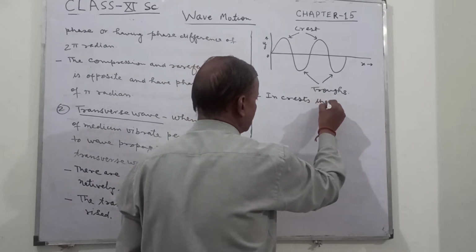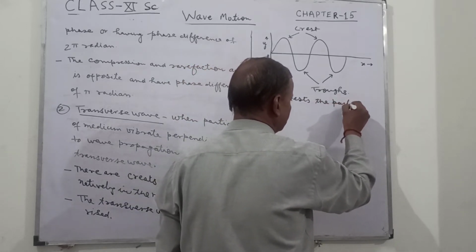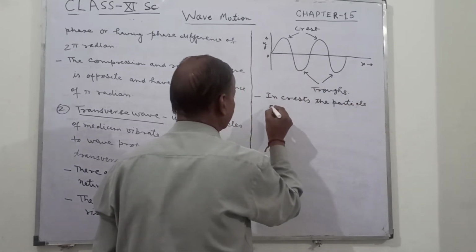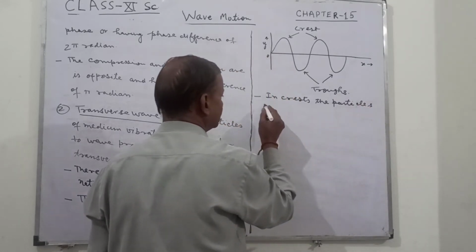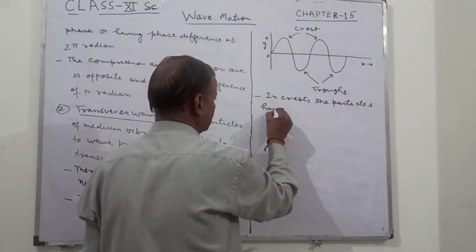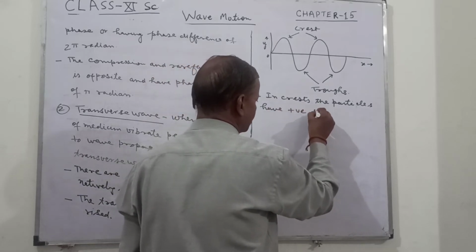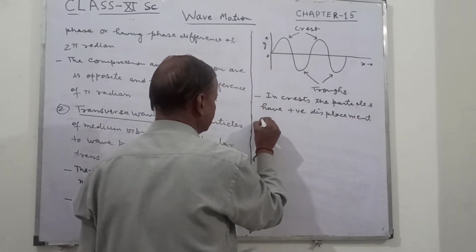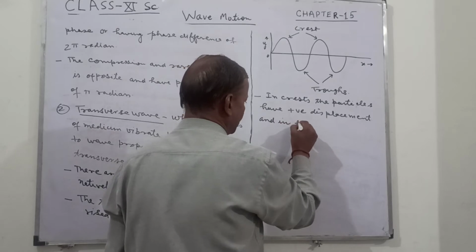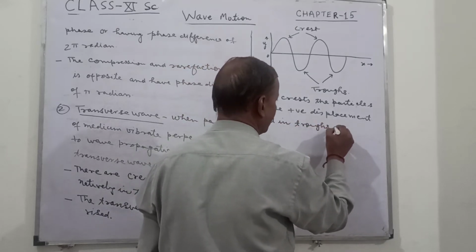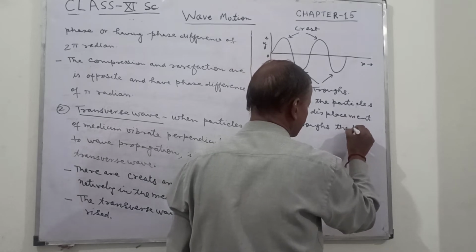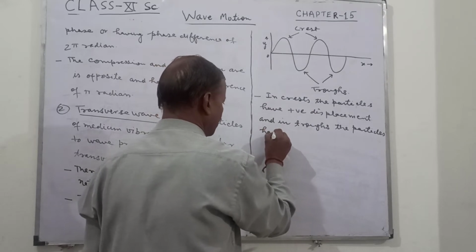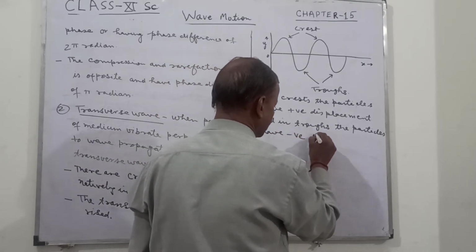In crests, the particles have positive displacement, and in troughs the particles have negative displacement.